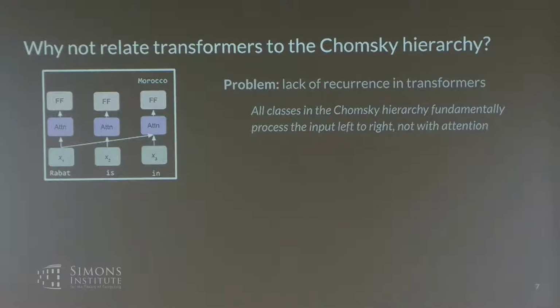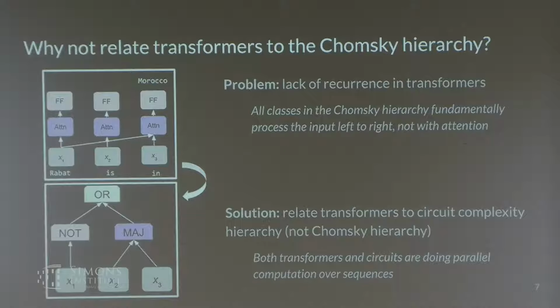So going back to this, why don't transformers relate nicely to the Chomsky hierarchy? The fundamental problem is a lack of recurrence in the computation graph for the transformer, whereas all these classes in the Chomsky hierarchy have a built-in recurrence, because even at the least expressive level, you still have a finite state machine. So if we want to meaningfully relate transformers to a hierarchy of problems in computer science, we need to look elsewhere. And that's why we and other people started looking at the circuit complexity hierarchy.